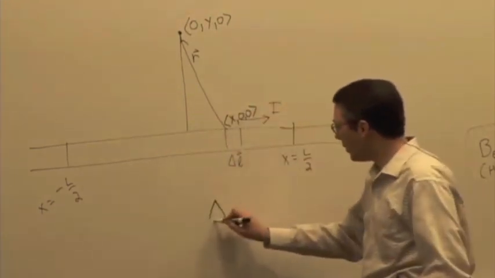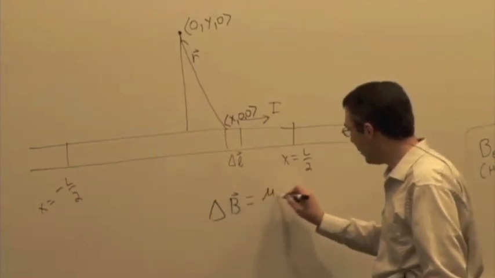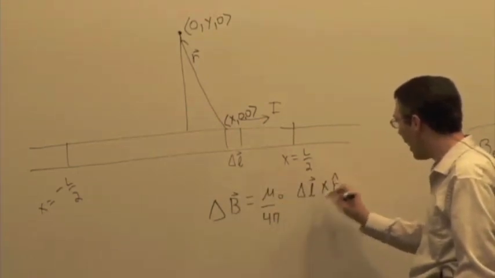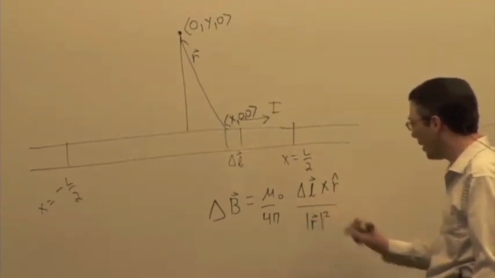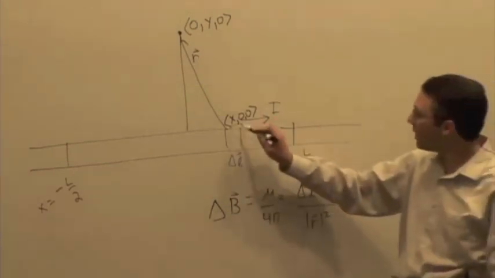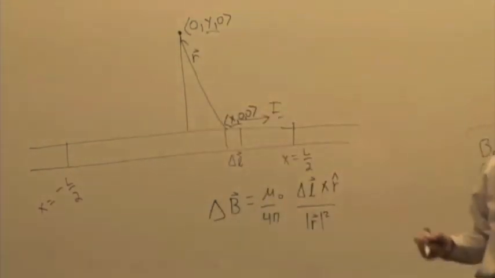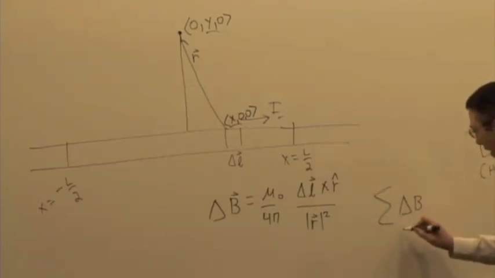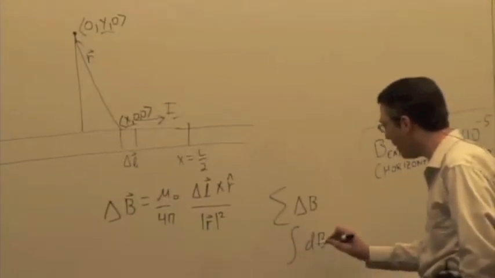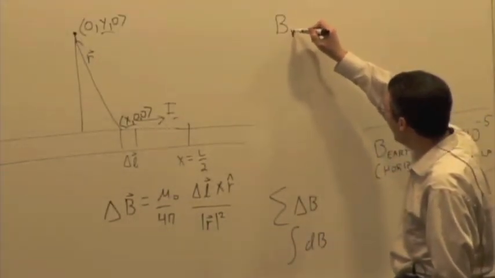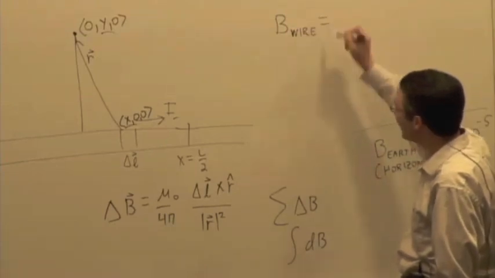What you'd have to do is figure out delta B is equal to mu naught over 4 pi, delta L cross R hat over R squared, and then write R and delta L in terms of the known quantities, namely X, Y, and the current. Okay, this is laid out in the book. You then sum up all those delta B's, which means you are then doing an integral of the dB's. You get a result for the magnetic field of a wire of length L along that center line axis.